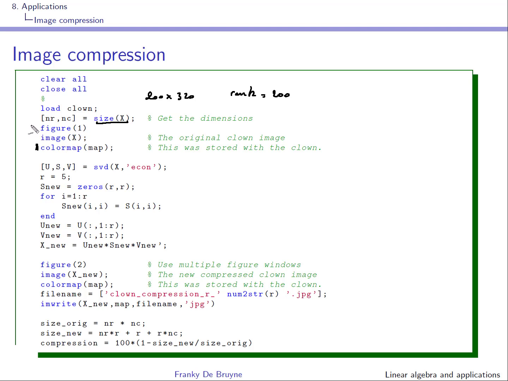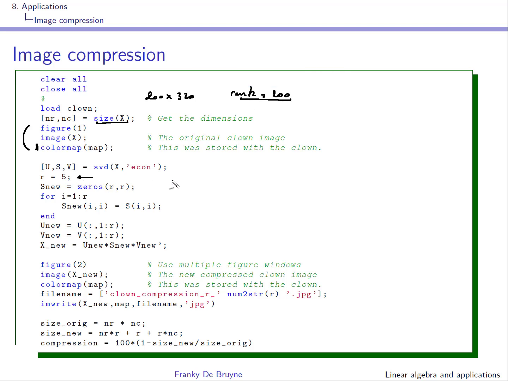So what we do is first show the original clown picture, and then use the Matlab SVD command for singular value decomposition. There are different modes that you can use. I suggest you have a look at the help of Matlab for that, and you obtain U, sigma, and V. The original matrix has rank 200, so what you can do is maybe obtain a rank 5 matrix.